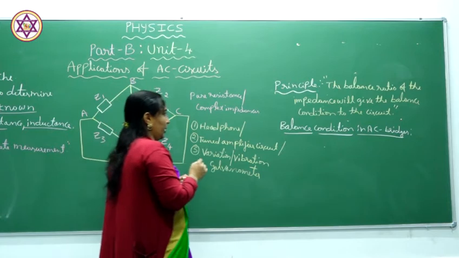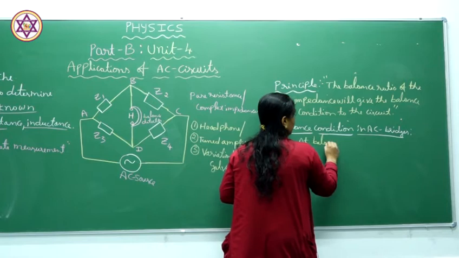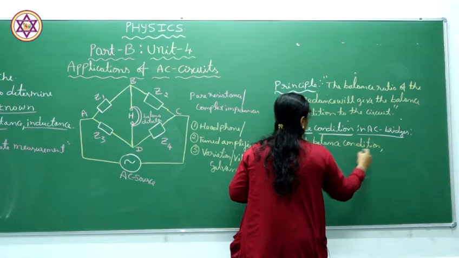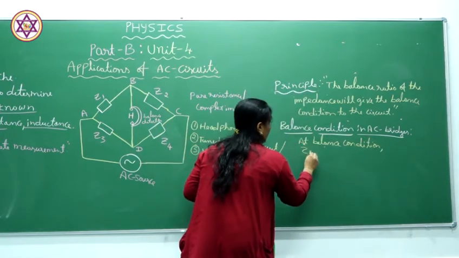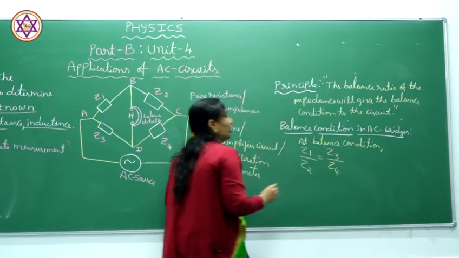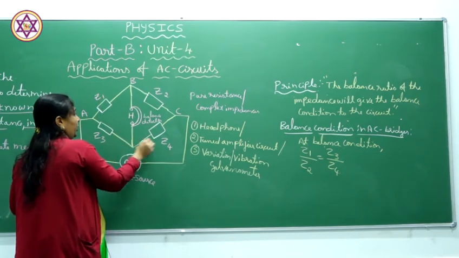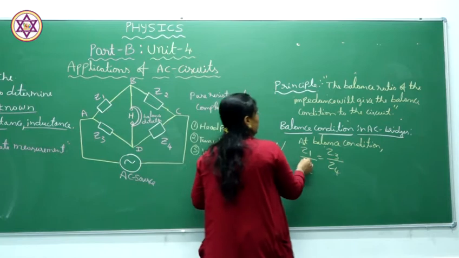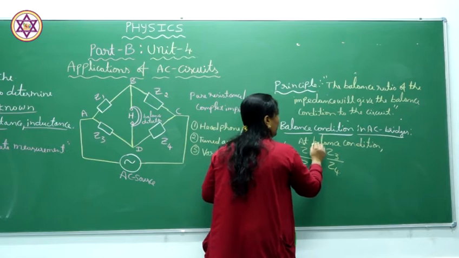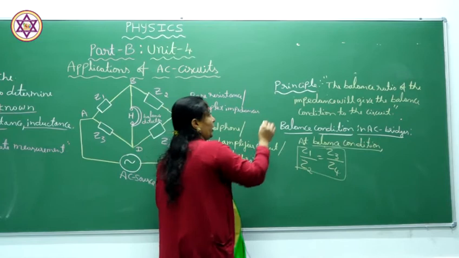At balance condition, Z1 by Z2 should be equal to Z3 by Z4. So this is the principle: the balance ratio of the impedances will give the balance condition. So, what is the principle?